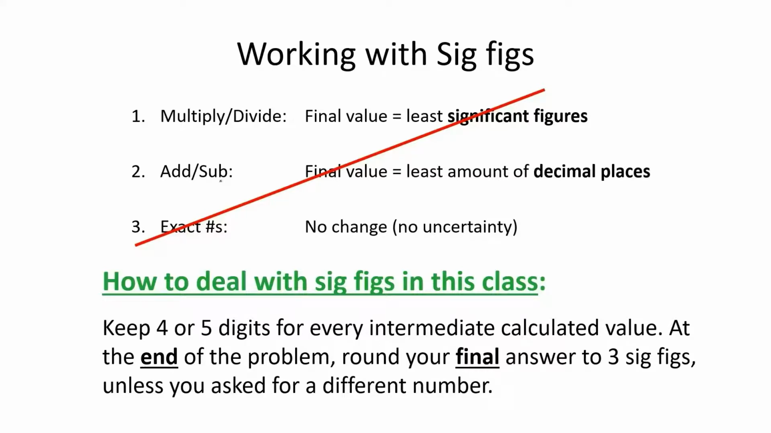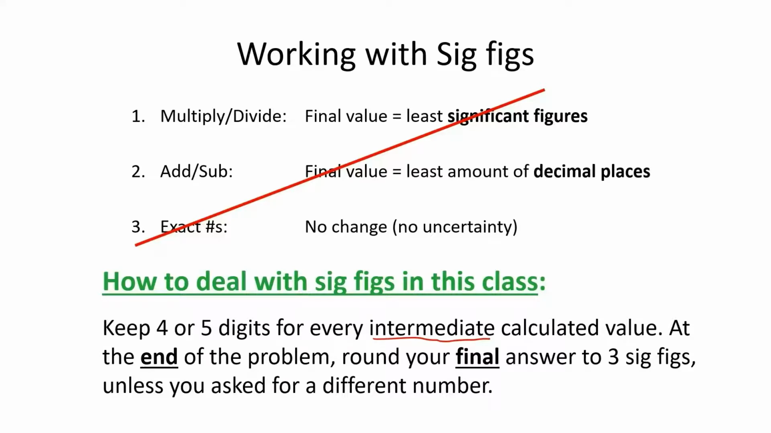Okay, even if your calculator gives you 15, you keep 4 or 5. Now, if it only gives you 2, then you can go ahead and keep 2, but if it gives you more, try to keep at least 4. All right, that's for intermediate values. Okay, these are calculations that you do before you get to the final answer.